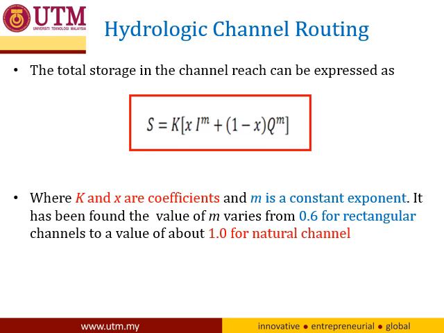Where K and x are coefficients, and m is a constant exponent. It has been found that the value of m varies from 0.6 for rectangular channels to a value of about 1 for natural channels. So we can actually find m, it is just a constant which we can find. K and x are also constants that we can find. S is storage, I is inflow, and Q is outflow.